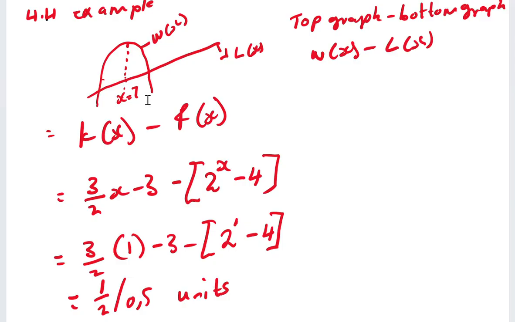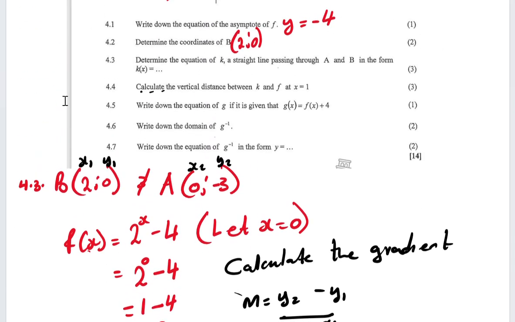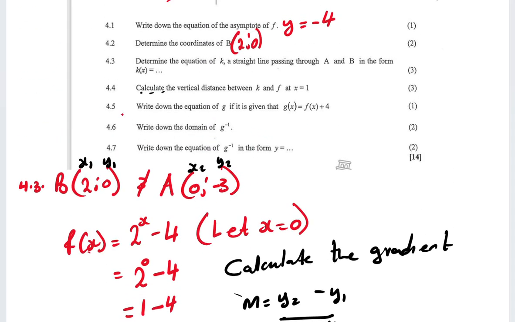Do you get me? So now let's answer 4.5. I will answer 4.5 here. They say g of x. Let me write it. g of x is equal to f of x. Let's copy f of x, because they want us to write the equation. This is very simple: 2 to the power x minus 4. Do you get me? And then this is our f of x.